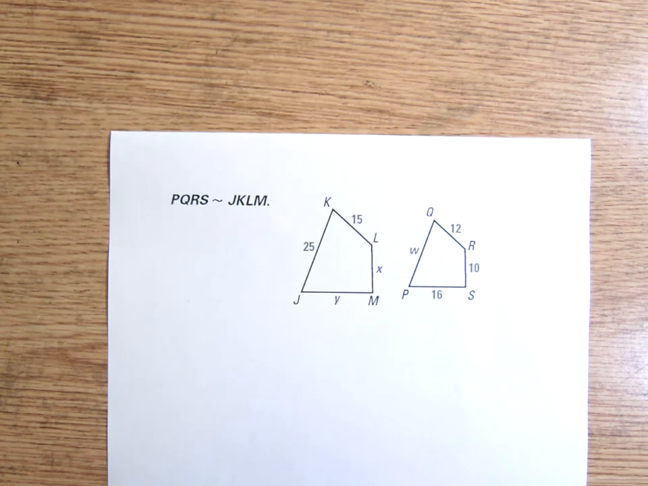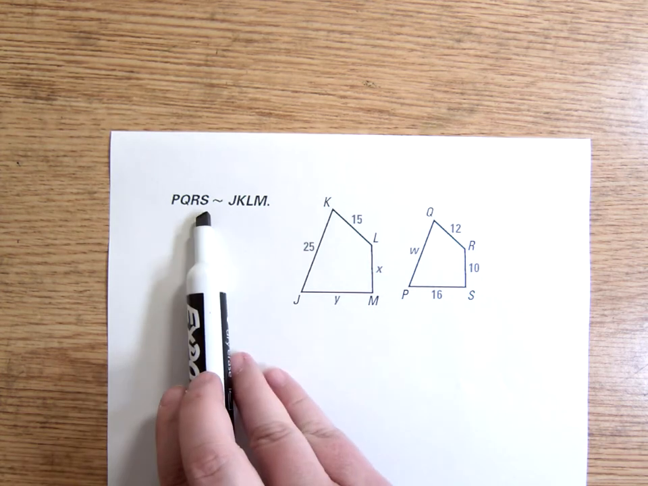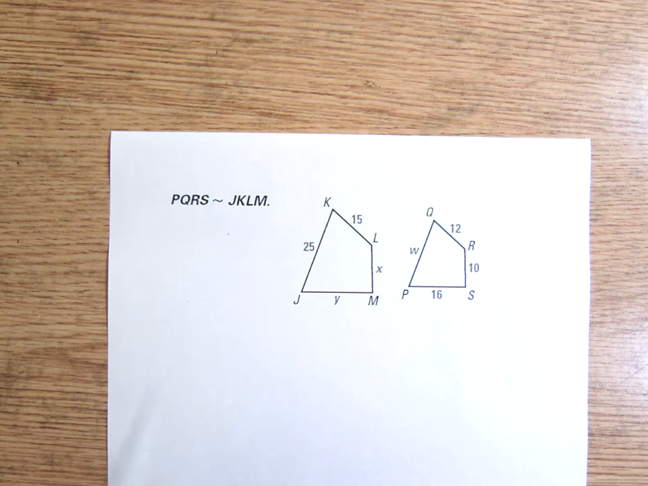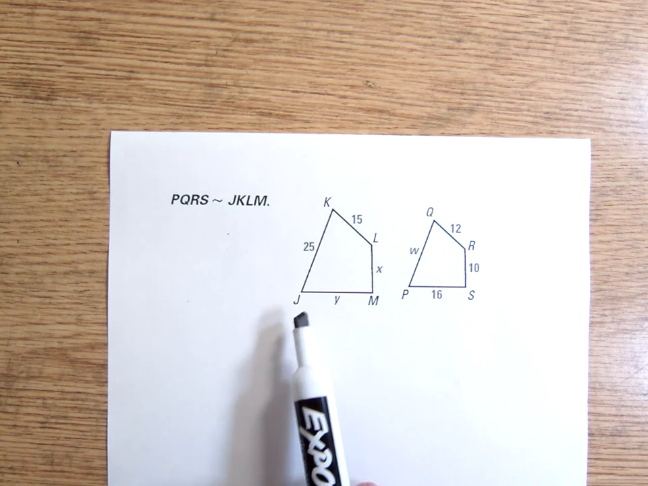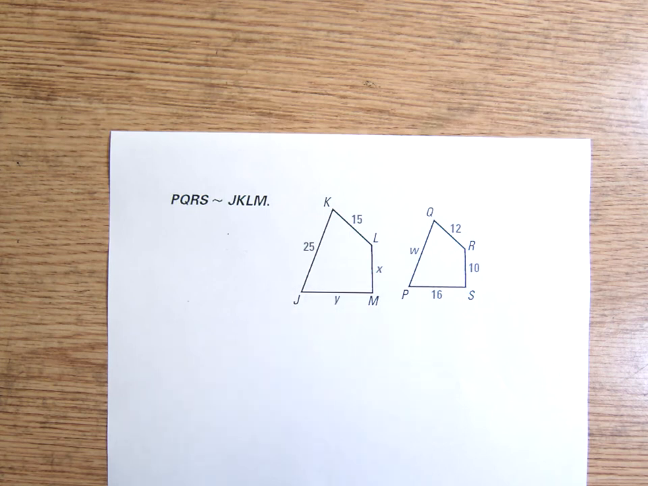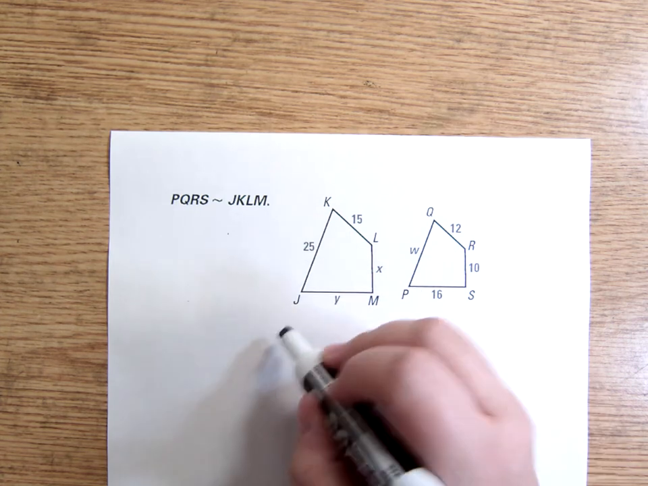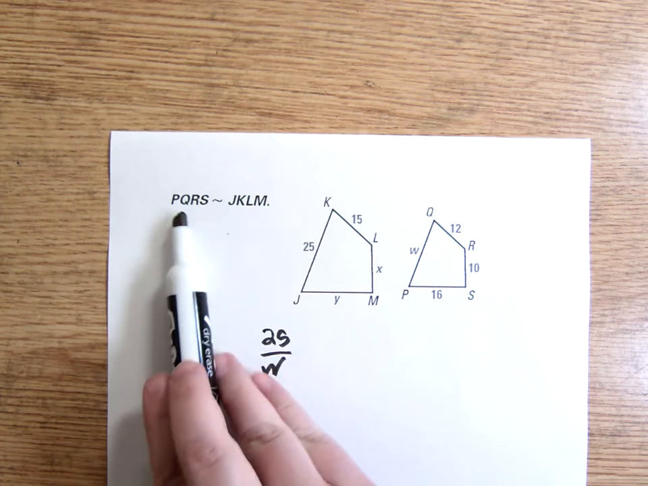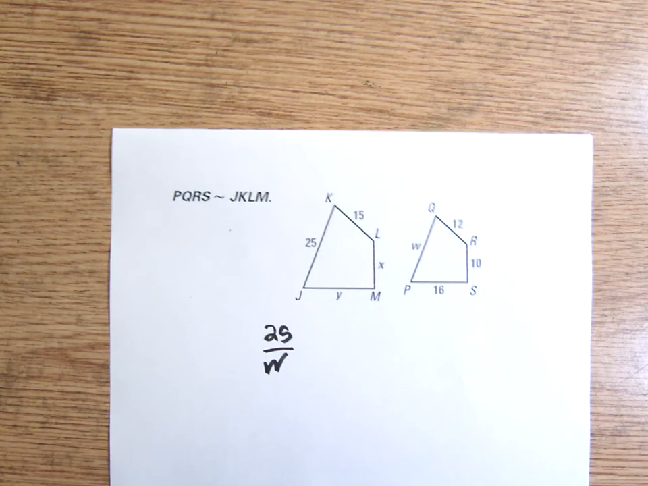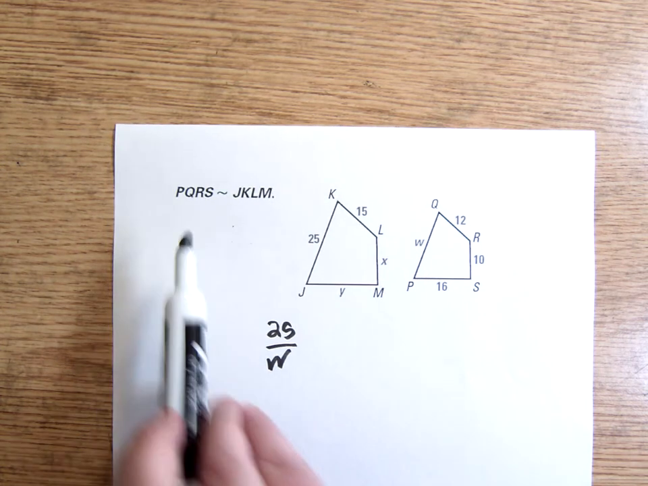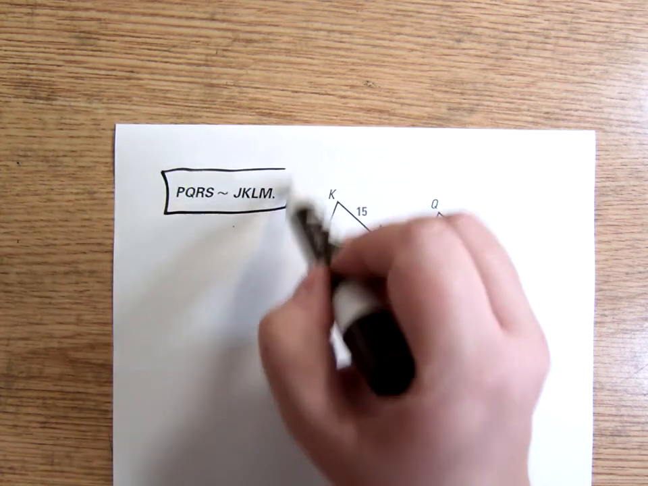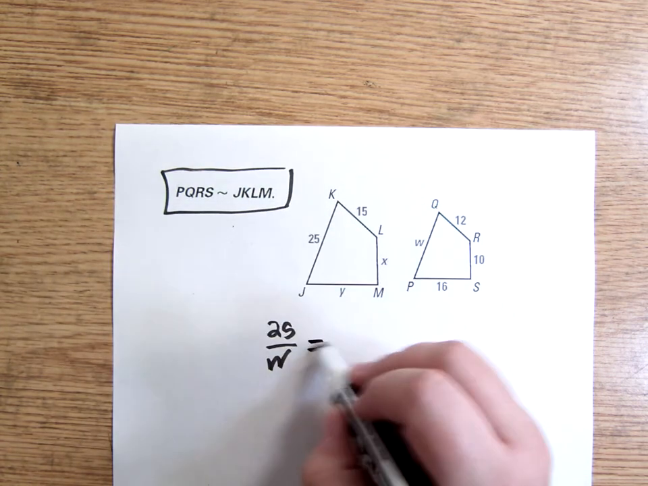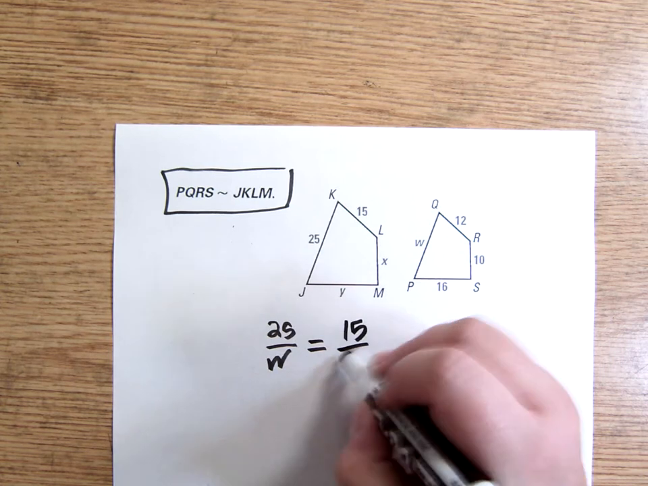You can also set up a proportionality if you need to find some missing information, like in this picture. I need to find X, Y, and W. It says that PQRS is similar to JKLM. So in quadrilateral PQRS, which is right here, I'll probably go left to right, just because that's the way we read. I'm going to say that 25 over W, KJ goes with QP. Sometimes, like in these figures, you can tell at a glance which ones go together. Sometimes you can't, and then you have to rely pretty heavily on your similarity statement. So 25 over W has to be the same as 15 over 12.